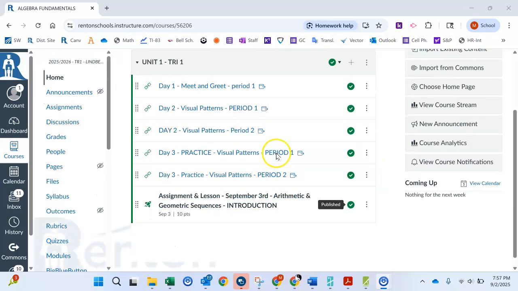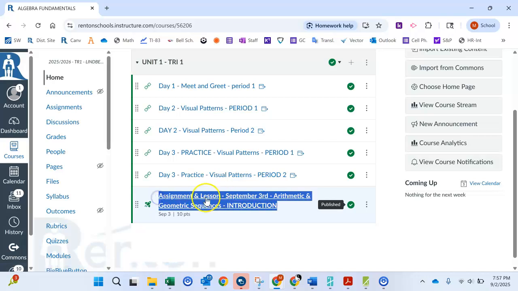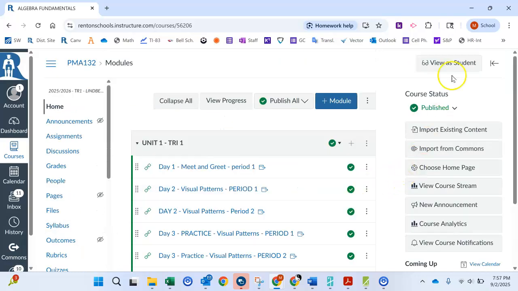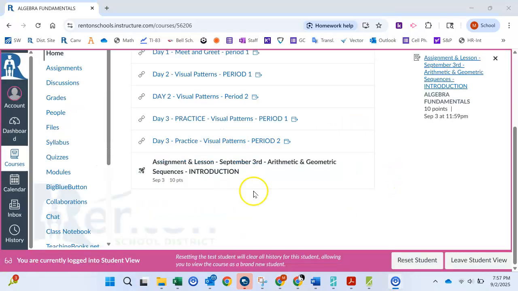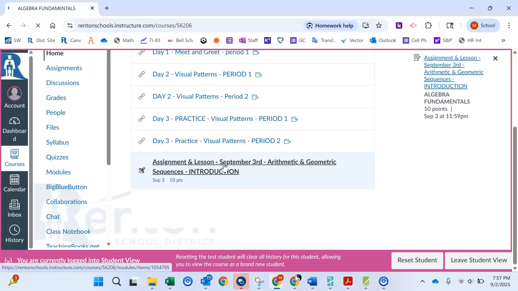Hello, today we're going to do this assignment right here. If it's a different date, that's okay, but the assignment is arithmetic and geometric sequences right here. And we're going to go over that. So go ahead and click on that.